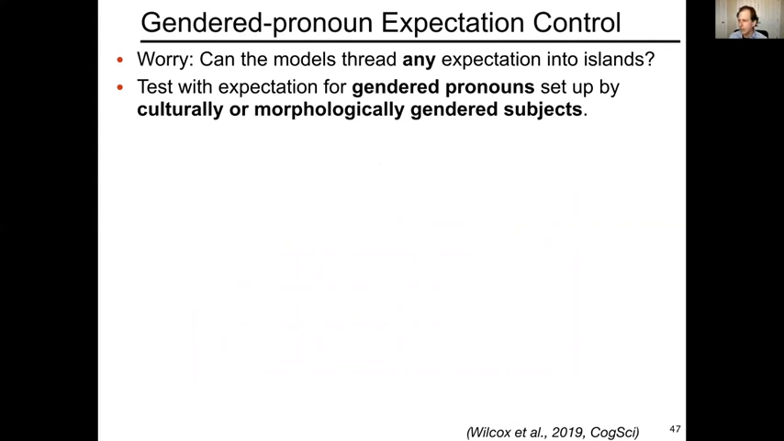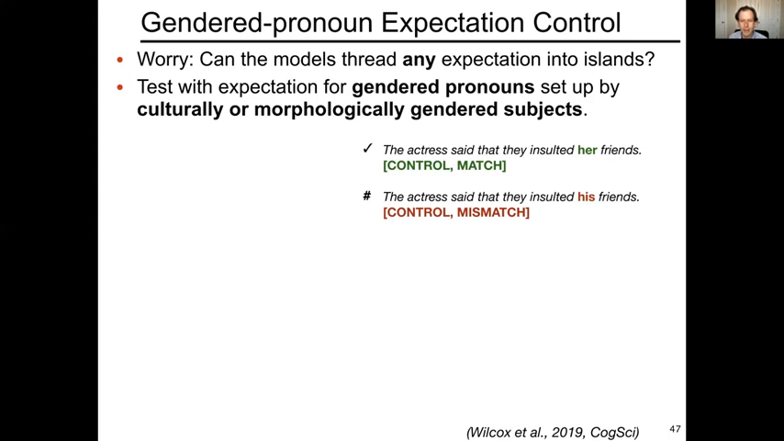So for example, here we go: The actress said that they insulted her friends. This is a perfectly reasonable way of continuing a sentence. Her quite plausibly co-refers to actress. And in particular, her should be less surprising here than his. I'm not putting a star next to the sentence with his, The actress said that they insulted his friends, because maybe his refers to some other individual that is not mentioned in this sentence, but it's certainly a little more surprising. So we're going to call this the mismatched sentence.